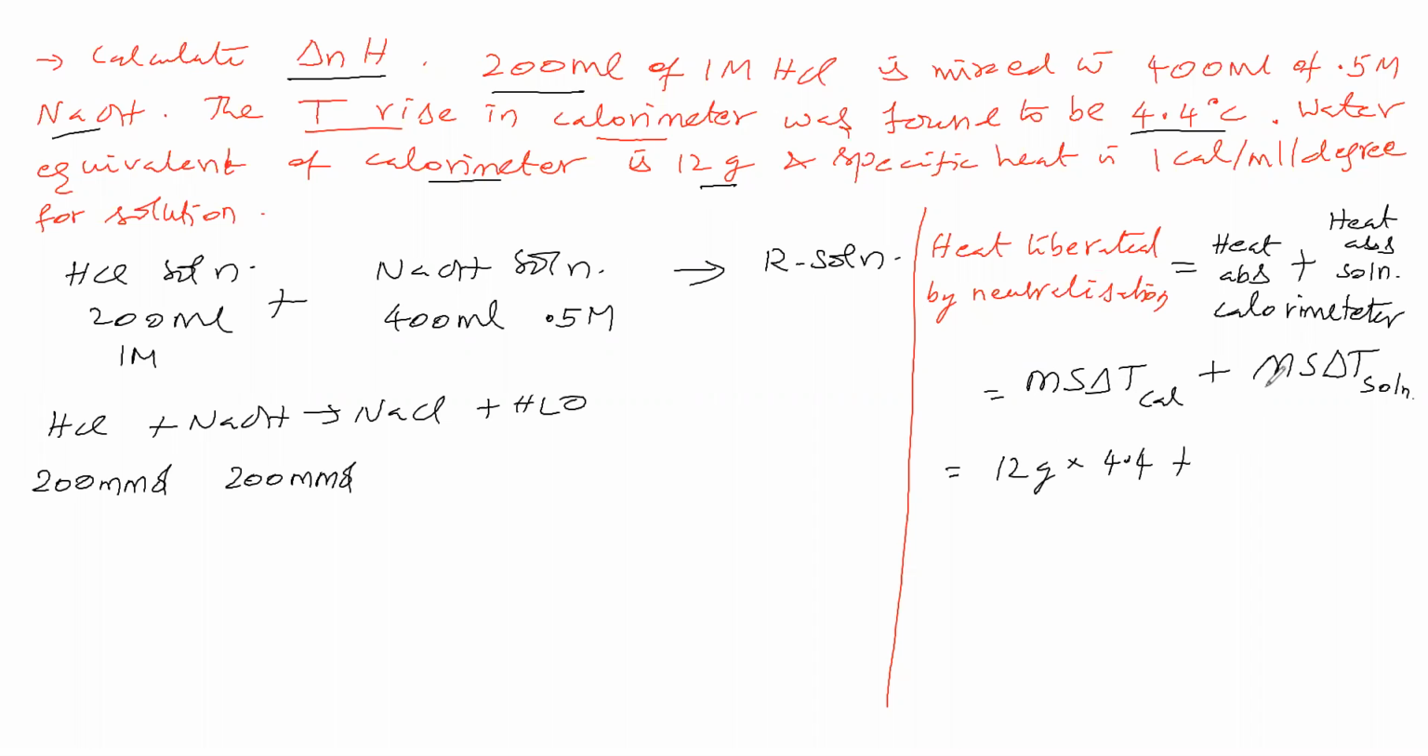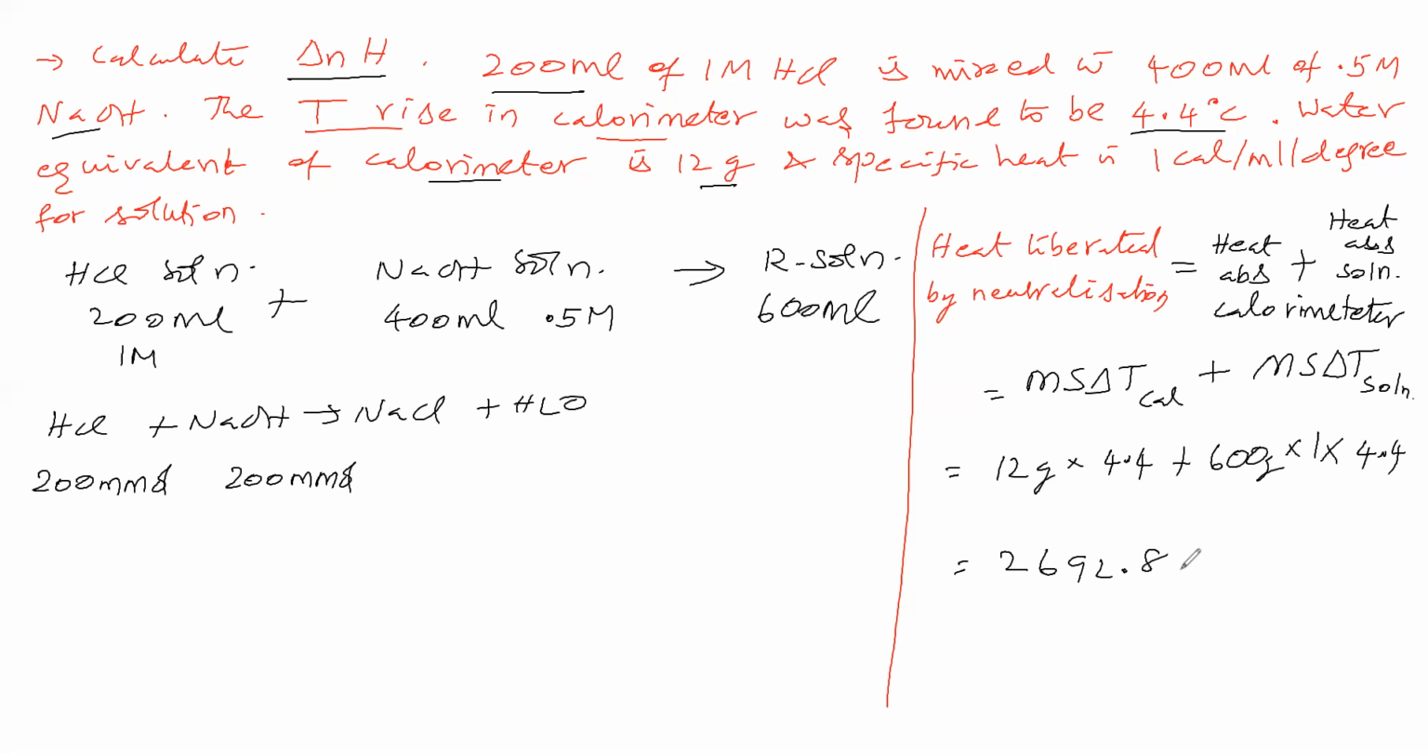Then mass of solution. What is the volume of solution? HCl is 200 ml, sodium hydroxide is 400 ml, so the resultant solution is 600 ml. Let us take the solution density as 1 gram per ml, therefore mass is 600 gram. Then specific heat is given as 1 calorie per ml per degree, that we will write. We will substitute the rise in temperature 4.4. Now let us simplify this.